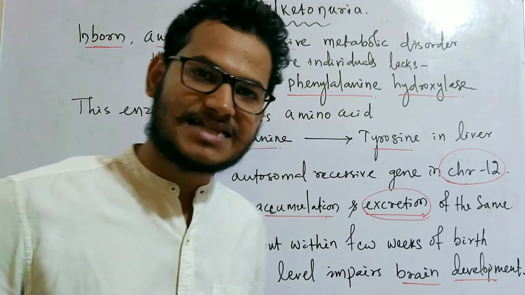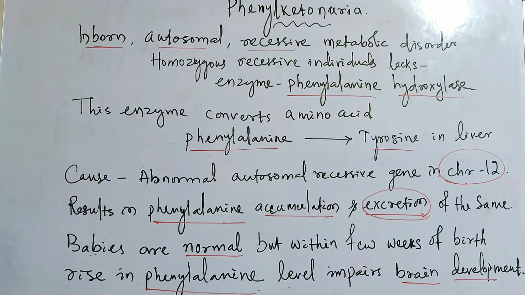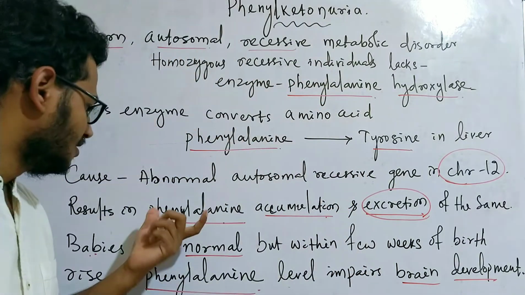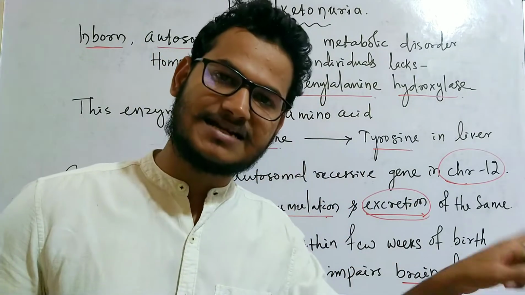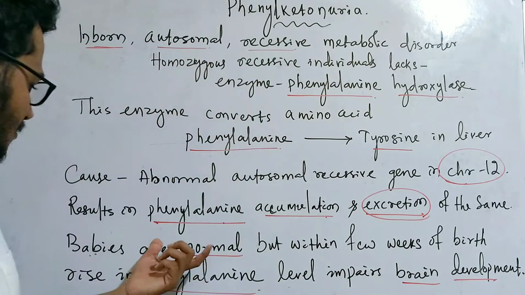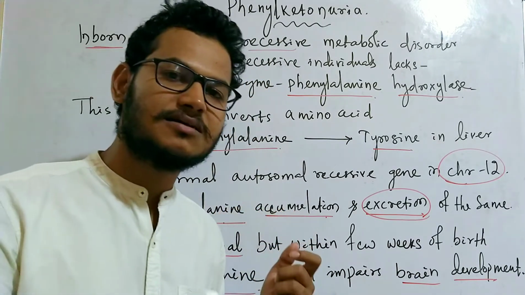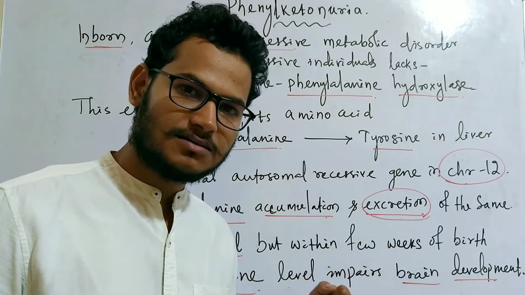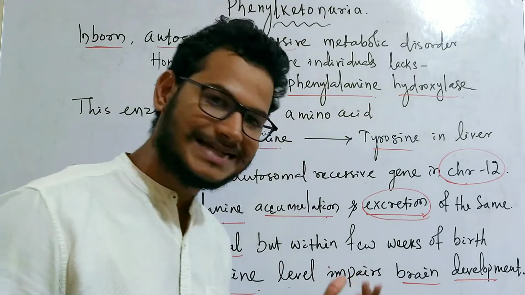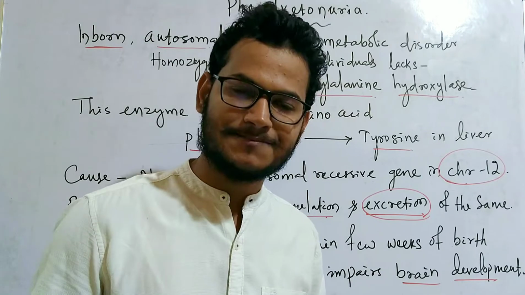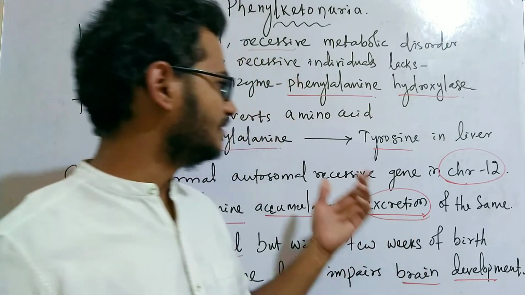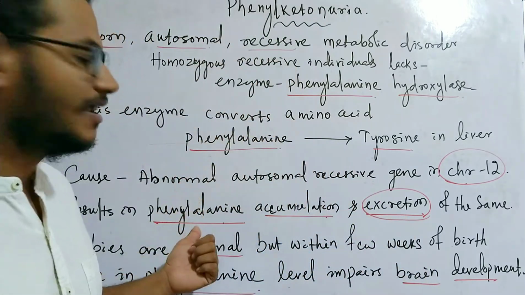You can take a screenshot from here and prepare your notes from here. So these are the causes. The abnormal autosomal recessive gene is located on chromosome 12. Remember this. Phenylalanine gets accumulated and excreted from the individual. The babies are normal, but with the passing of time, within a few weeks, the child does not develop the brain as it should. The development of the brain is hampered due to this accumulation of phenylalanine.